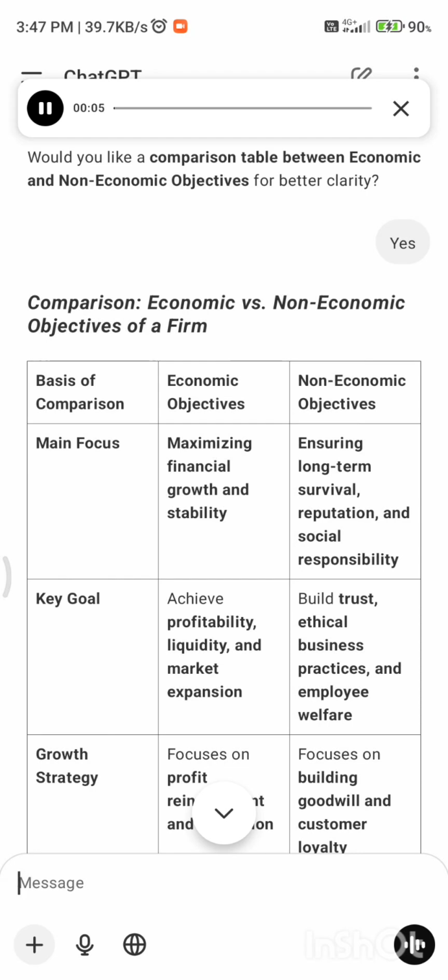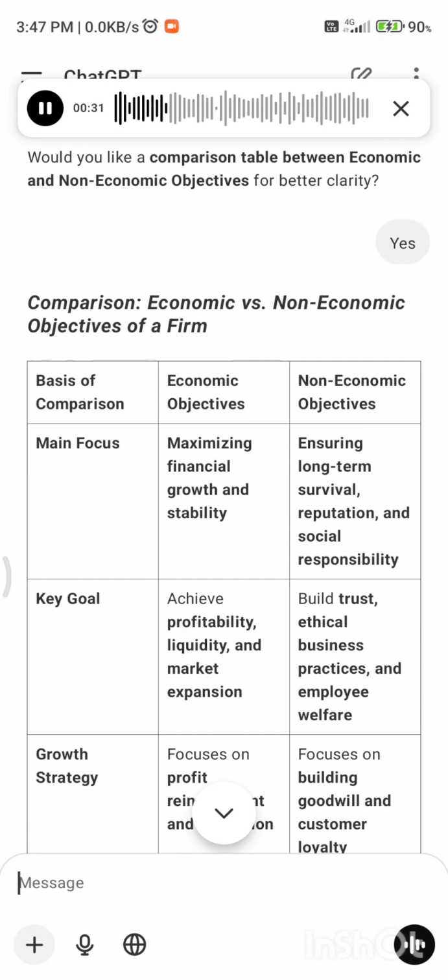Basis of comparison: economic objectives, non-economic objectives. Main focus: maximizing financial growth and stability, ensuring long-term survival, reputation, and social responsibility. Achieve profitability, liquidity, and market expansion. Build trust, ethical business practices, and employee welfare.